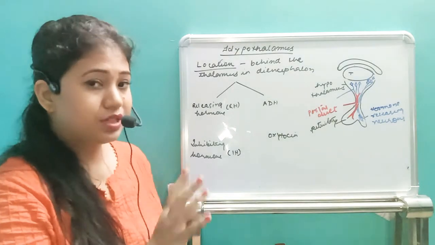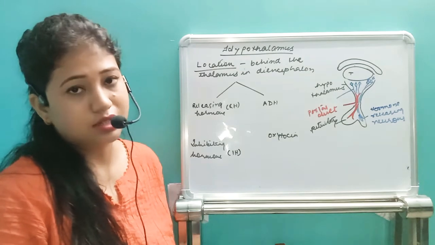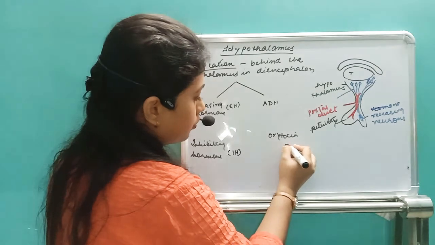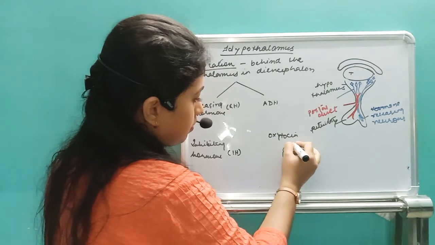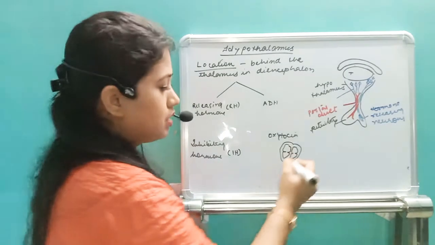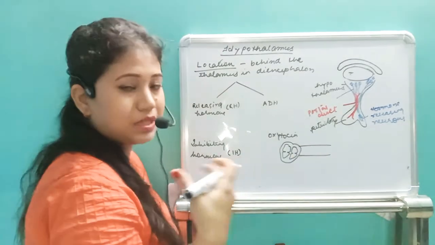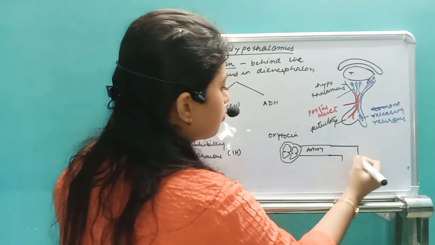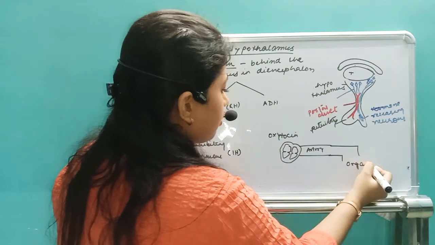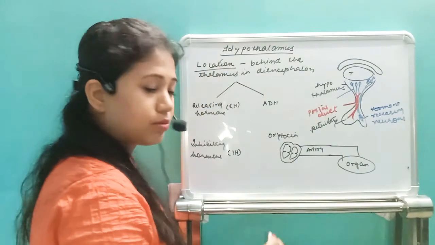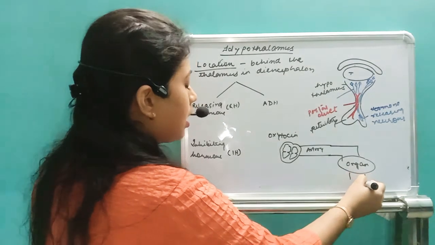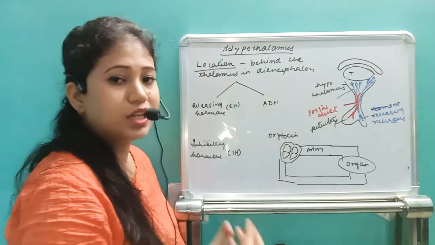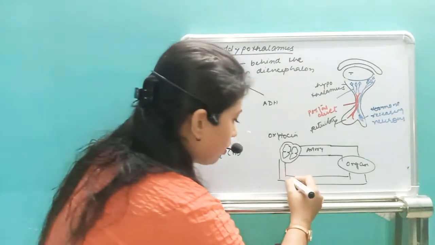Now I will tell you what a portal system is. Suppose here we have the heart. These are the chambers of the heart. The heart pumps the blood, and via an artery it goes to an organ. In the organ we have capillaries. Then from the organ the veins take the carbon dioxide and reach the heart once again, carrying deoxygenated blood. This is called the vein.